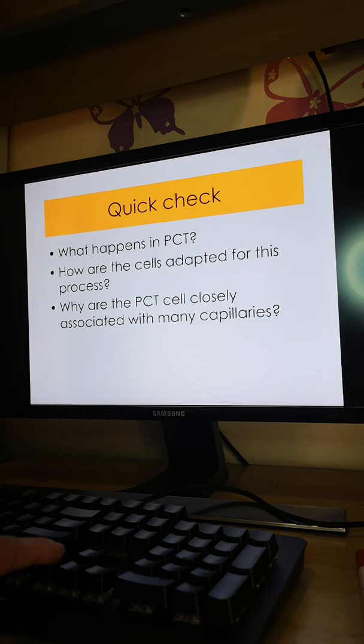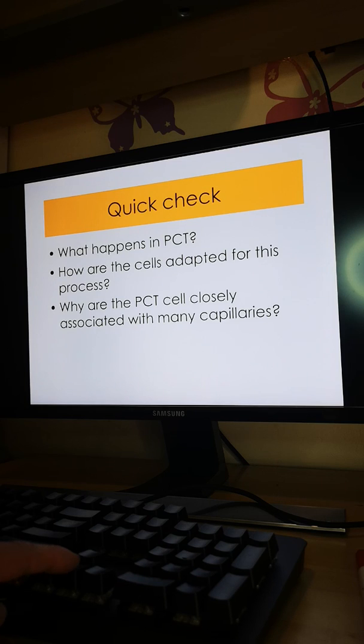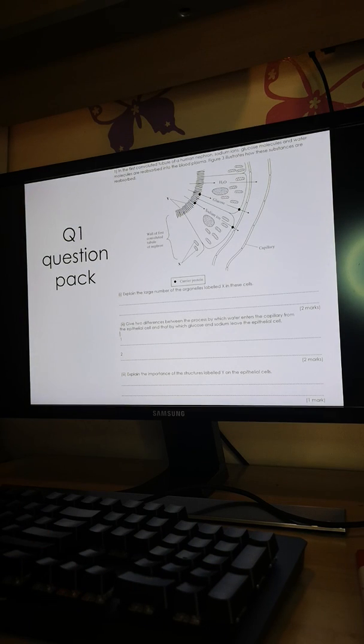Okay, so we've gone through the proximal convoluted tubule, so now we're going to enter the loop of Henle. Before we do, can I ask you to move into your question pack and just recap what we've done so far by answering question 1. So pause there, answer question 1 and then rejoin.